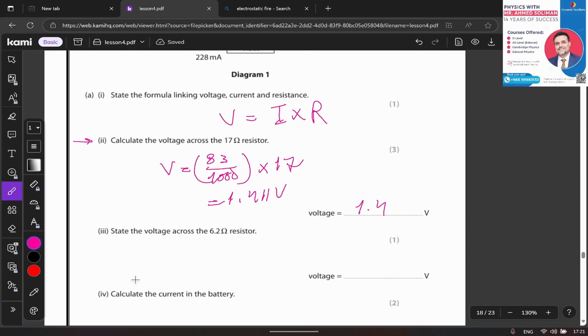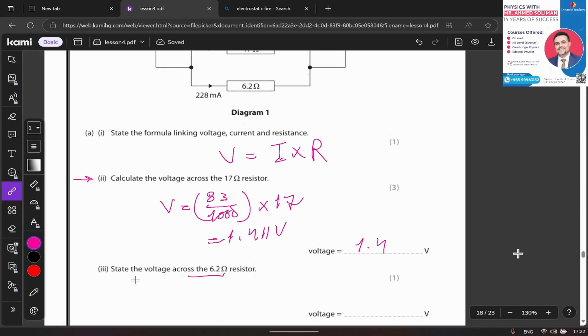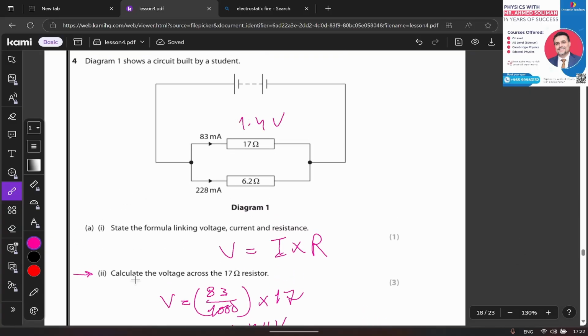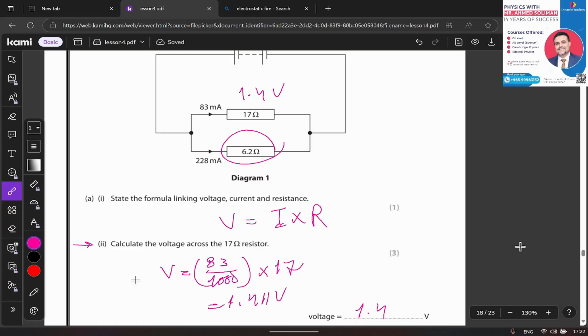Okay. State the voltage across R2. We find the voltage here is 1.4 volts. What is the voltage across R2?